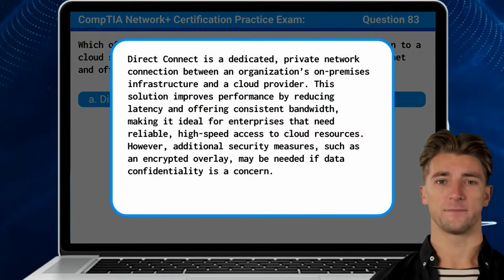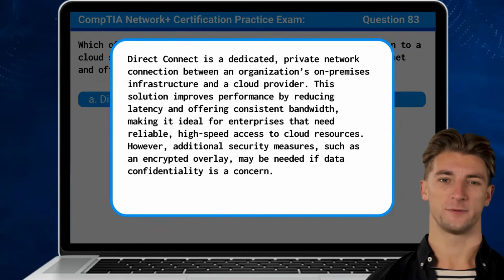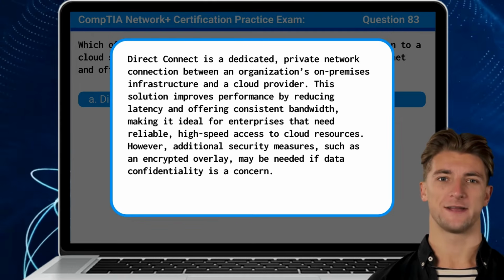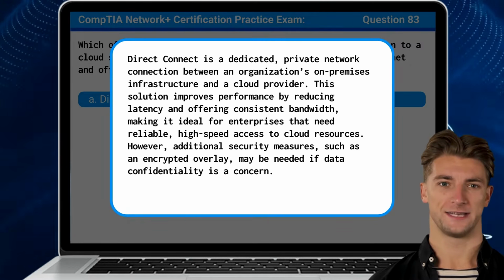Direct Connect is a dedicated private network connection between an organization's on-premises infrastructure and a cloud provider. This solution improves performance by reducing latency and offering consistent bandwidth, making it ideal for enterprises that need reliable, high-speed access to cloud resources. However, additional security measures such as an encrypted overlay may be needed if data confidentiality is a concern.